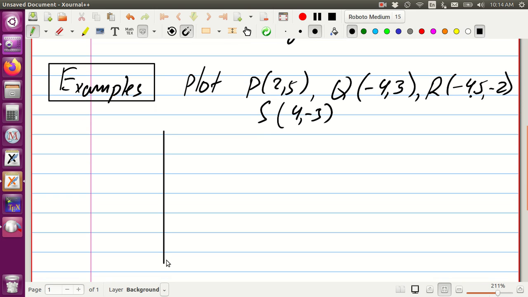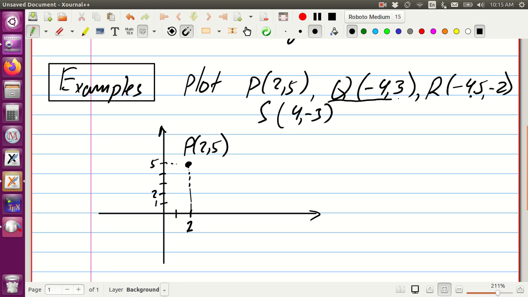So we're going to draw our plane. All right, coordinate plane. And first we're going to plot point P, which has coordinates 2 and 5. So basically we have to count to 2 on the x-axis, and we have to count 5 units up. So 1, 2, up to 5. So in the intersection of this vertical line and this horizontal line will give us a point P with coordinates 2 and 5.